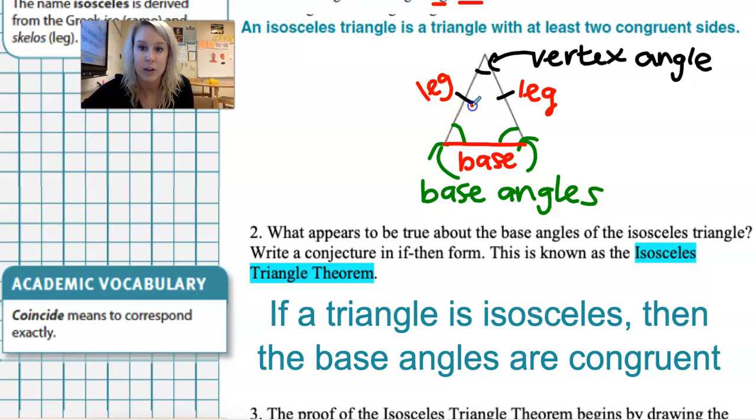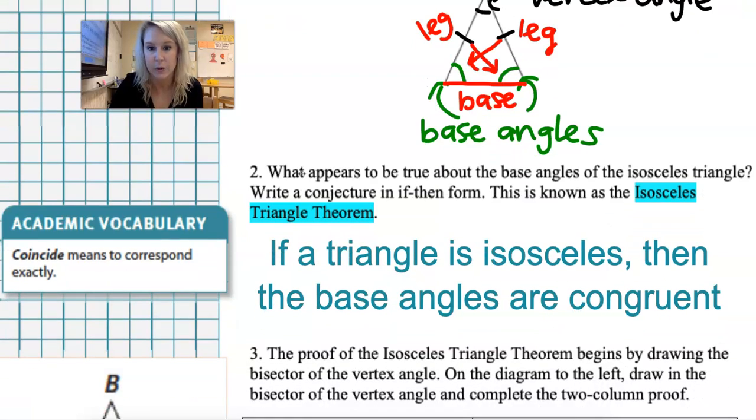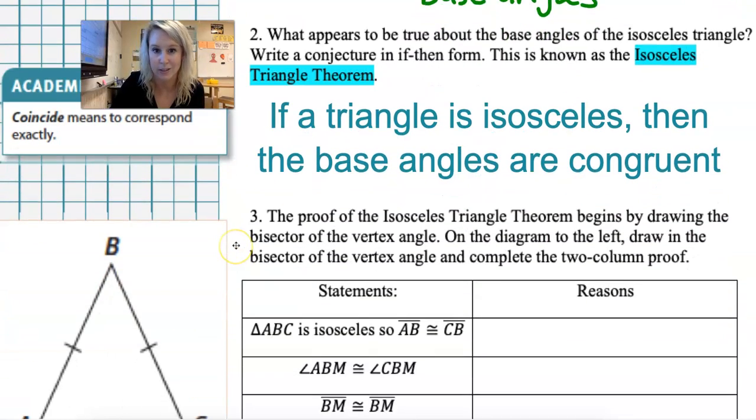So again, the base angles are opposite of the sides. For example, here is this tick mark, here is the angle opposite, okay? So the base angles are located opposite of the side. All right. Let me know if you have any questions on the isosceles triangle theorem. Otherwise, we're going to look at a proof of why it exists.